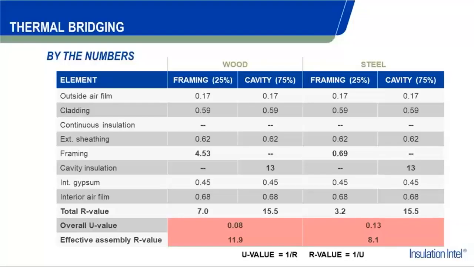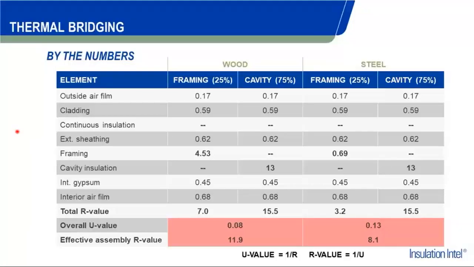So in thermal bridging, we put a little chart together, and this is a calculation chart based off of the ASHRAE calculation methods. These are the components of a wall, meaning that in this particular column it is a wood structure. The one to the right is actually a steel structure, and we take each one of these components and we put everything in these systems so that everything's equal: outside film, cladding, continuous insulation, exterior sheathing, framing, cavity insulation, interior gypsum, and interior air film.